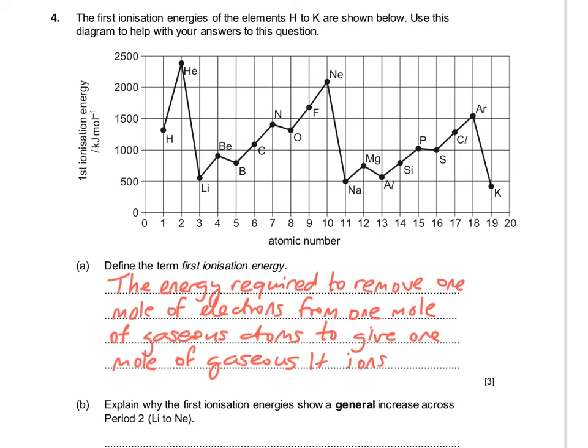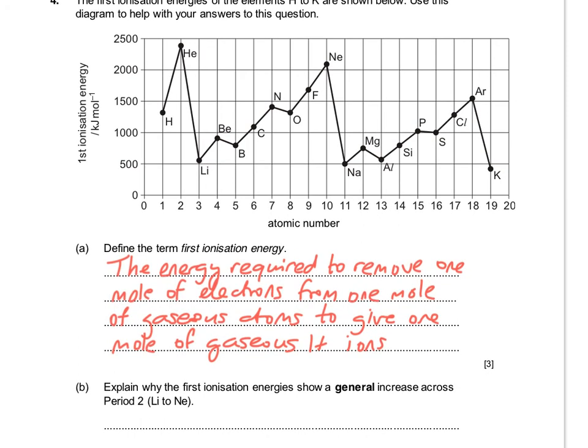So let's now have a look at the next part of the question. It says, explain why the first ionisation energy showed a general increase across period 2, going from lithium to neon. So they're asking you to consider the fact that you get a general increase. Now they're not talking about the individual dips that we've discussed earlier. It's more the general increase across the period.